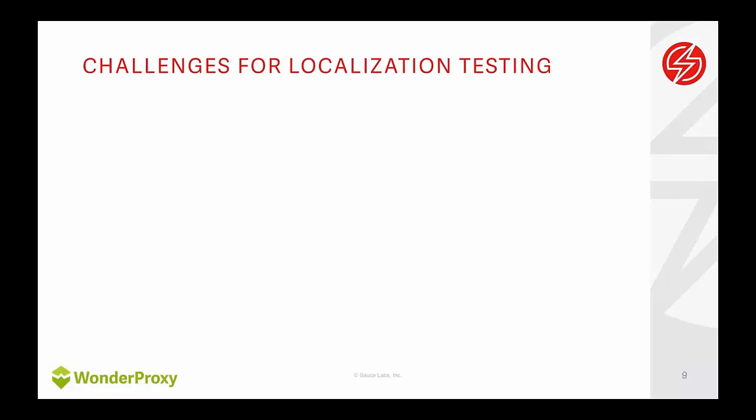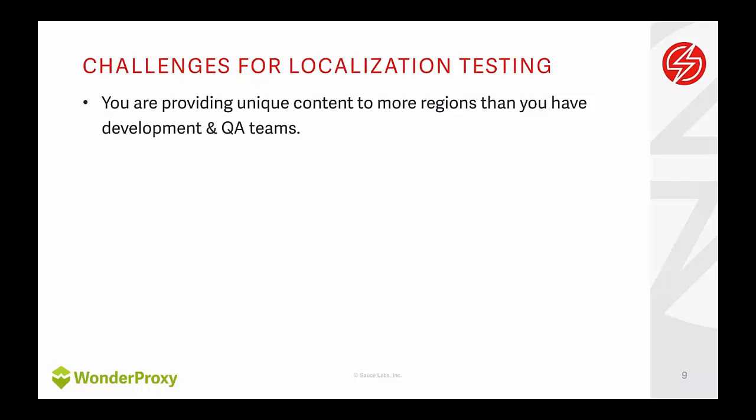Fundamentally, those challenges come into play when you start providing unique content to more regions than you have development and QA teams. So if you've got development and QA teams in Canada and the United States and you start localizing for the UK or Mexico, you're going to run into problems because you're no longer able to sort of get somebody to just go to the website and see what they see.